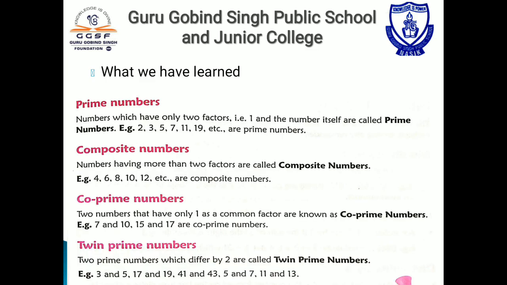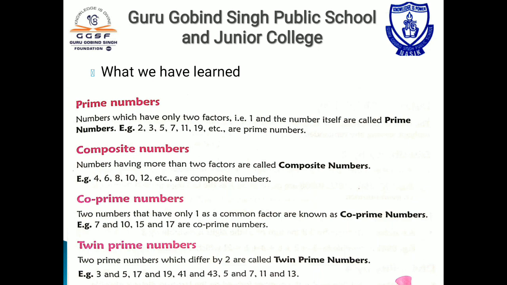So here we have studied four kinds of numbers. Prime numbers: the numbers which have only two factors, 1 and the number itself, are called prime numbers. Second, composite numbers: numbers having more than two factors are called composite numbers. For example, 4, 6, 8, 10, 12, etc. are composite numbers. Third, we have studied co-prime numbers: two numbers that have only 1 as a common factor are said to be co-prime numbers. 7 and 10 are co-prime, 15 and 7 are co-prime.